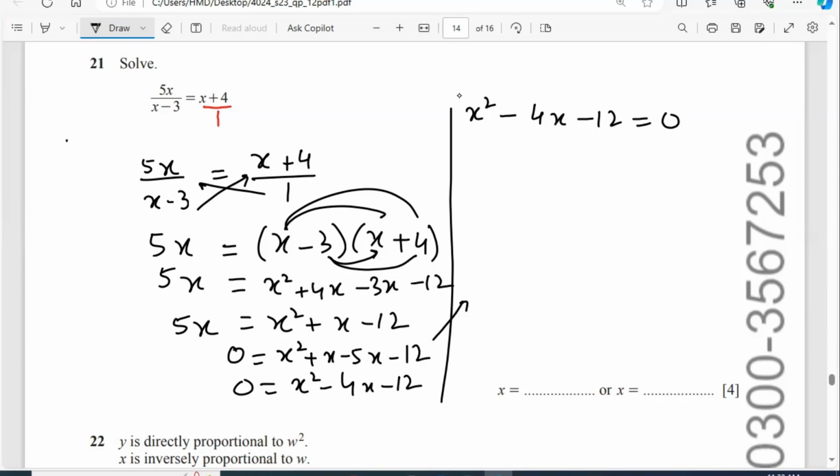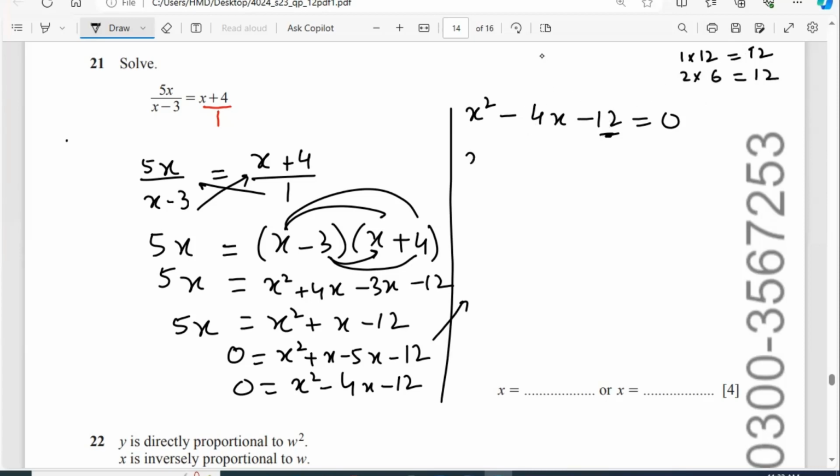Now we need factors of 12 that differ by 4. So 1 and 12: 12 minus 1 is 11, 12 plus 1 is 13. That is not suitable. 2 and 6 are factors of 12, and 6 minus 2 is 4. Yes, it is. And 6 plus 2 is 8. But 6 minus 2 is feasible for breaking the middle term here.